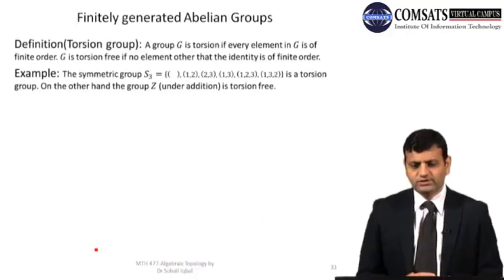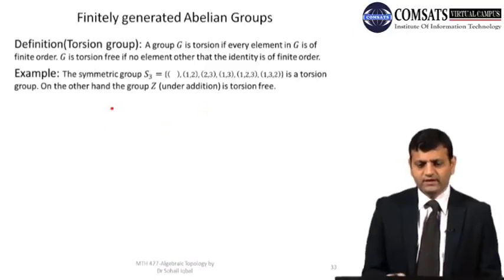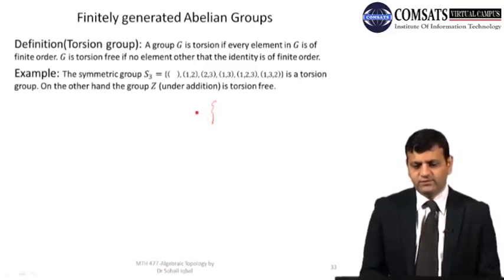So a group G is torsion if every element in G is of finite order, and G is torsion free if no element other than the identity is of finite order. So for example, if I have the group C4, which we just discussed, generated by iota, its elements are iota, minus 1, minus iota, and 1.